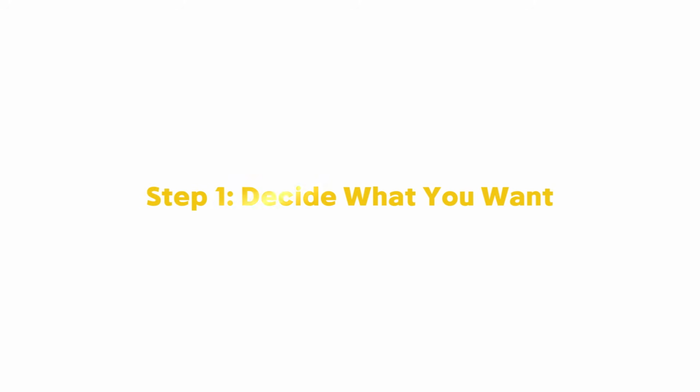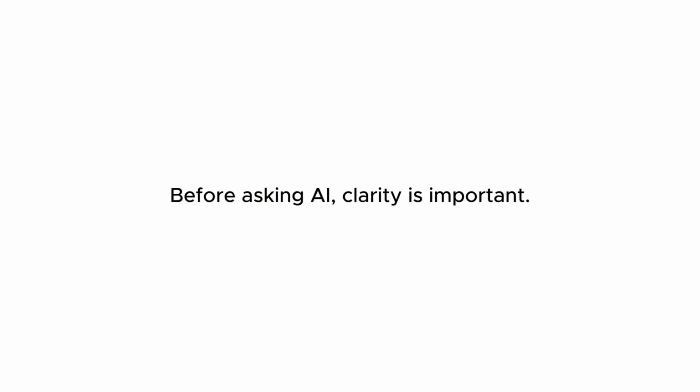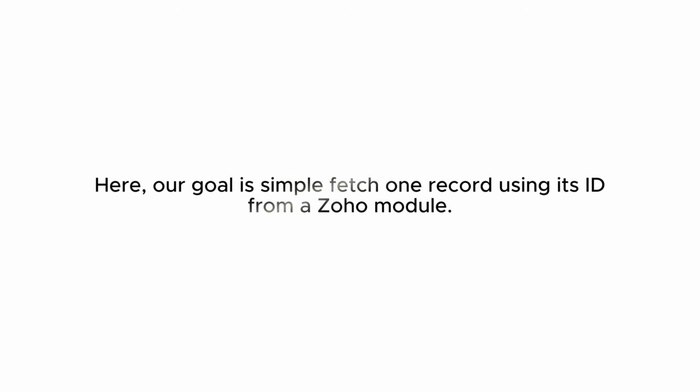Step 1. Decide what you want. Before asking AI, clarity is important. Here, our goal is simple. Fetch one record using its ID from a Zoho module.